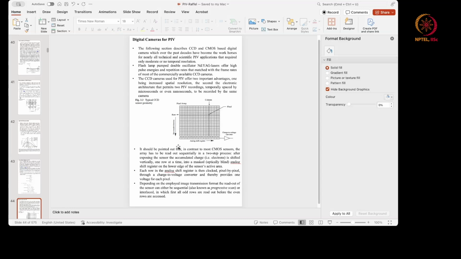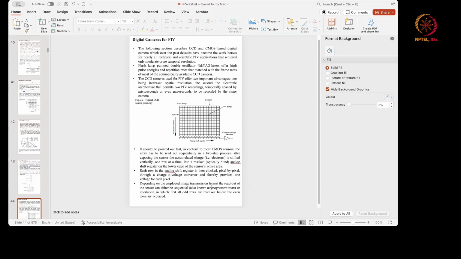They are shifted into a masked part, which is optically blind, the analog shift register on the lower edge of the sensor. Each row is then clocked pixel by pixel using a charge to voltage converter, and thereby provides a voltage for each pixel.